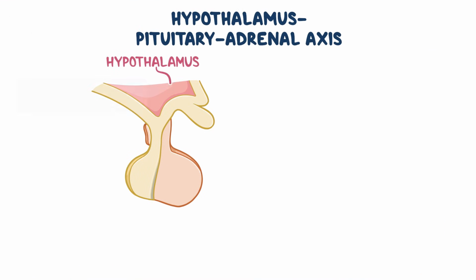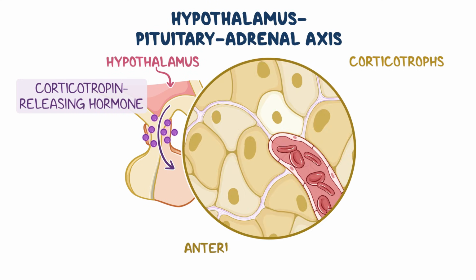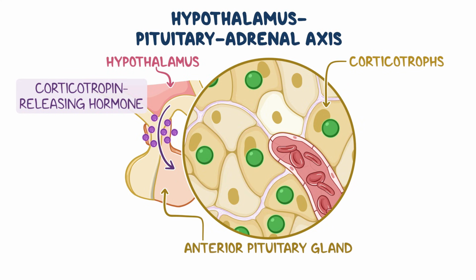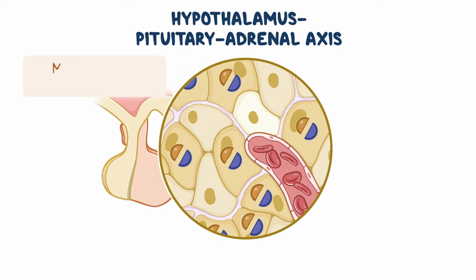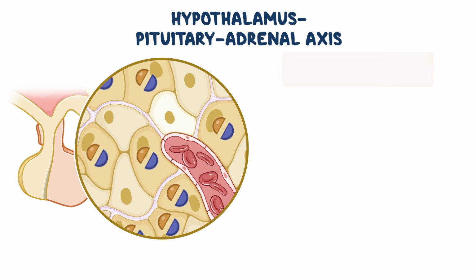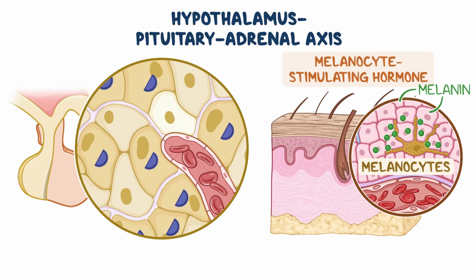The hypothalamus releases corticotropin-releasing hormone, which stimulates the corticotrophs in the anterior pituitary gland. Corticotrophs then produce pro-opiomelanocortin, or POMC. Next, corticotrophs cleave this protein into melanocyte-stimulating hormone and adrenocorticotropic hormone, or ACTH. Melanocyte-stimulating hormone stimulates the melanocytes in the skin to release melanin, which can darken skin pigmentation.